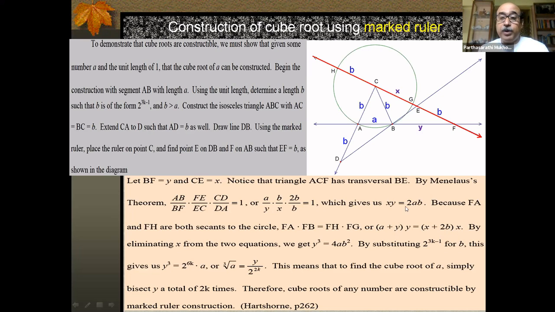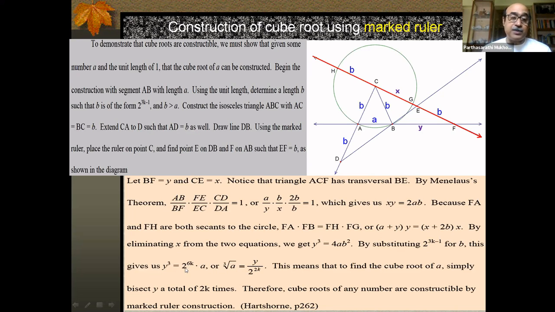Then out of these two equations, XY equals twice AB and this equation, if you simplify, you get rid of X, eliminate X, this is the relation you get: Y cube equals 4AB squared. Now this B has been chosen, has been constructed to be a number of this form, 2 to the power 3k minus 1. So you put it there, 2 to the power 3k minus 1 whole squared, and simplify. What you get is this: Y cube is 2 to the power 6k into A. So cube root of A will be Y divided by 2 to the power 2k.